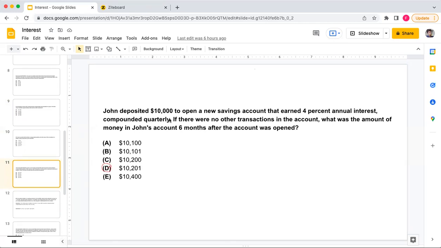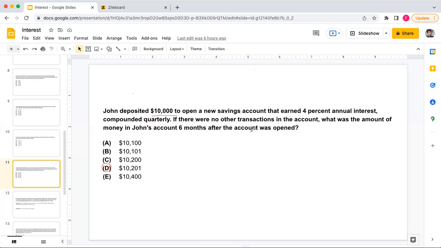John deposited 10,000. Answer is D, right? Yes, answer is D. Okay. John deposited 10,000 to open a new savings account that earns 4% annual interest, compounded quarterly. So first of all, our principal amount is 10,000 and the rate of interest is 4% compounded quarterly. If there were no other transactions in the account, what was the amount of money in John's account 6 months after the account was opened?